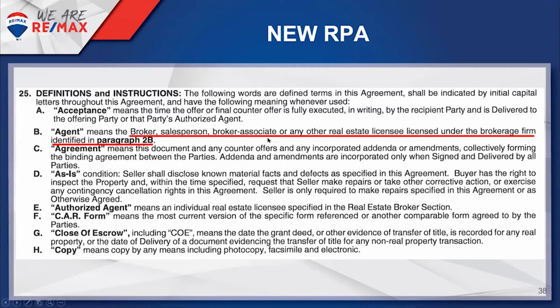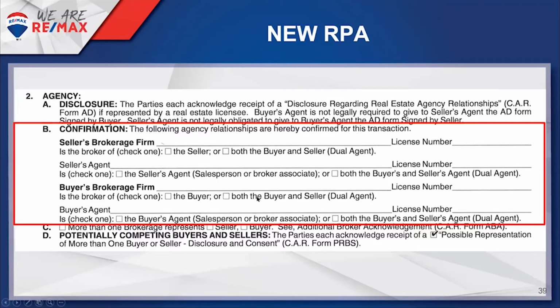Okay, so broker, sales associate, any other licensee licensed under the broker firm that's identified in paragraph 2B up at the beginning where you name the brokerage. They are all agents. Okay, so that's paragraph 2B right there. So anybody associated with the brokerage firm is a seller's agent. Anybody associated with the buyer's brokerage firm is a buyer's agent. That's a very important legal nuance, and especially important in reviewing the RPA.